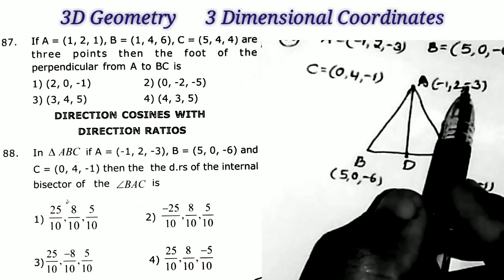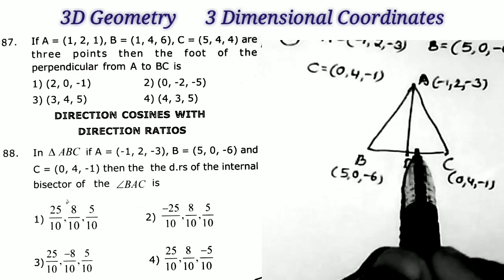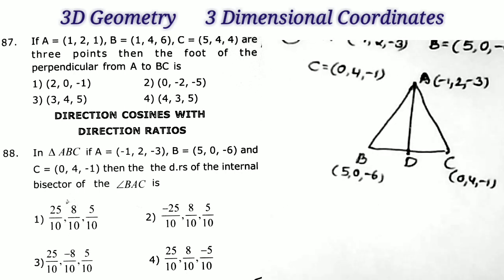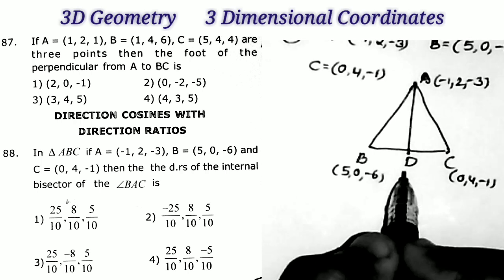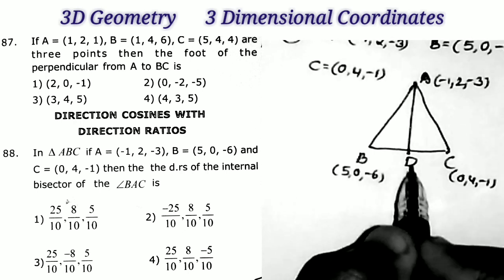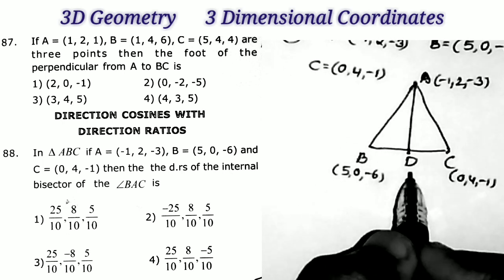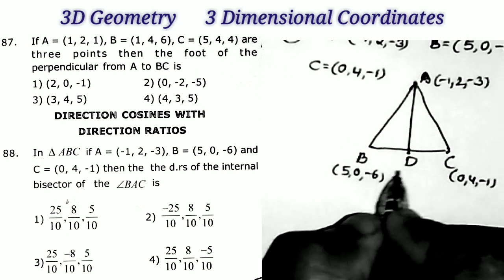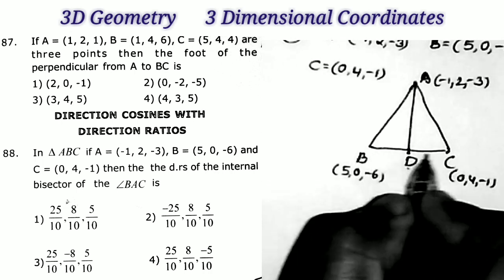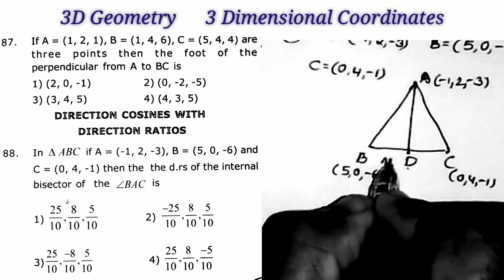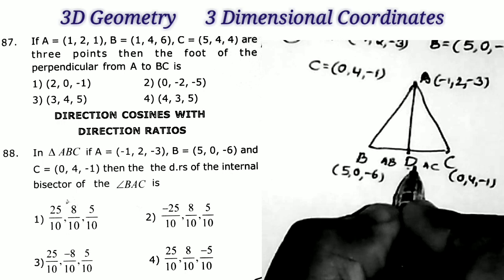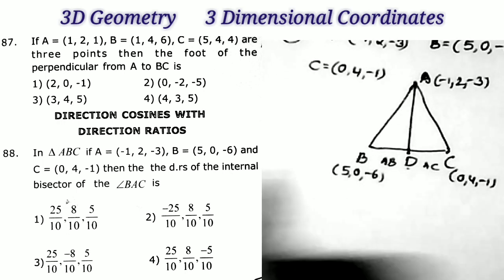Suppose this is x1, y1, z1, this is x2, y2, z2. Then what are the DRs? x2 minus x1, y2 minus y1, z2 minus z1. For that, first we want the coordinates of the point D. To find the DRs here, we want the D point. Now how to find the D point? Here the point D divides BC in the ratio AB is to AC.